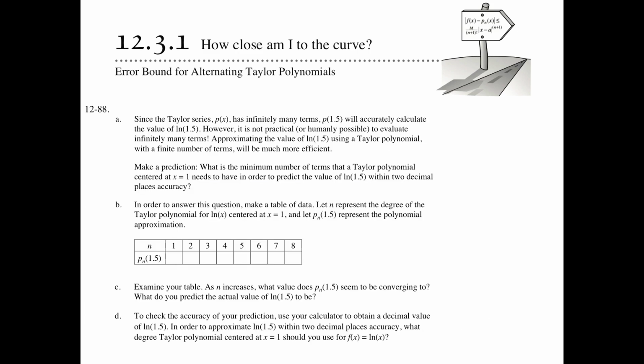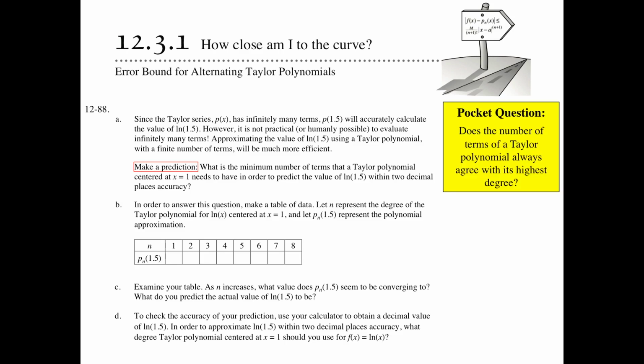So part A will ask your students to make a prediction about the number of terms necessary for a Taylor polynomial that's centered at 1 to approximate the value of ln of 1.5 with the desired accuracy of 2 decimal places. Notice that this is a different question than asking what degree Taylor polynomial would guarantee such accuracy. So as you circulate, you might want to check and make sure that your students recognize this distinction.